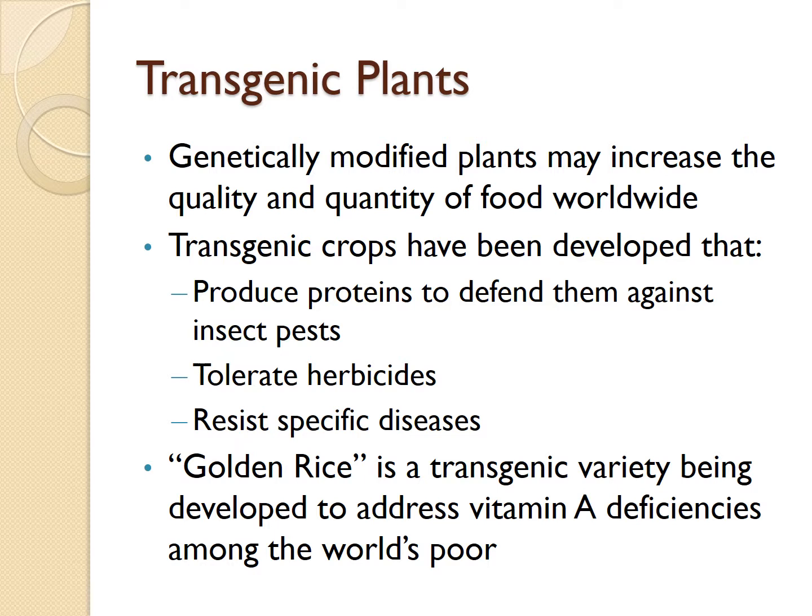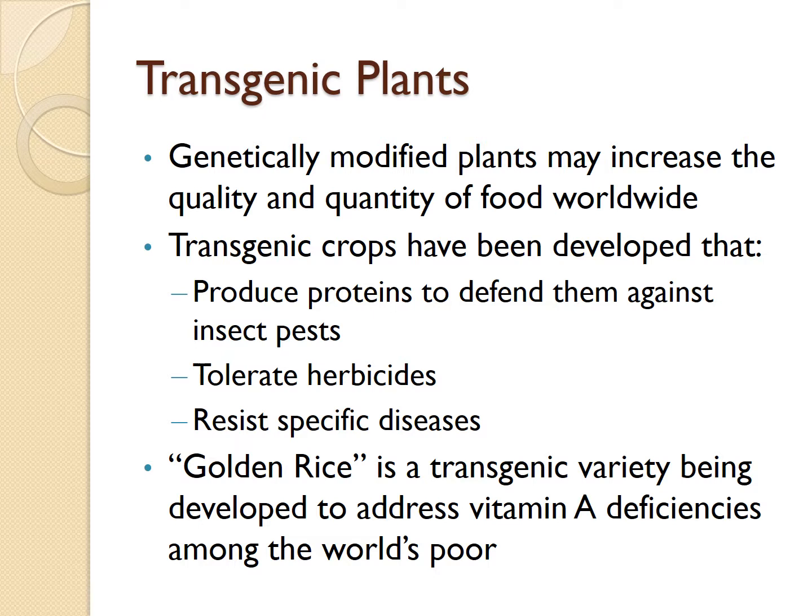And so these transgenic crops have been developed so that they can produce proteins that defend them against insects. And so they make genes that make the plants actually resistant to a lot of the pests. Also, it makes them tolerant to herbicides, so you can still use your herbicides to stop these weeds from taking over your plants, but the plants themselves are not harmed. And then also you can have it to resist specific diseases.